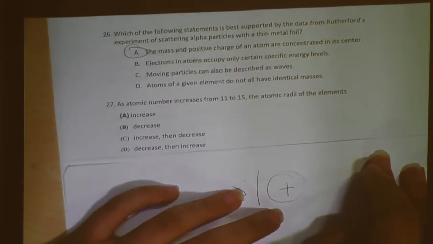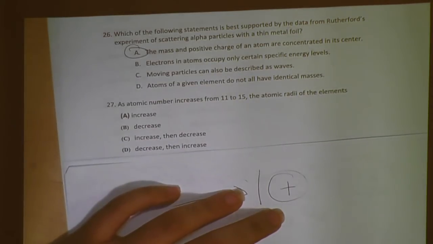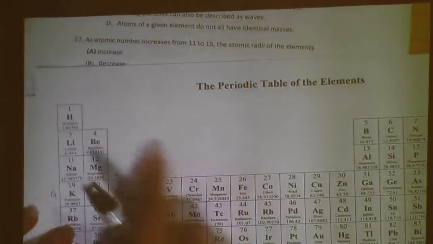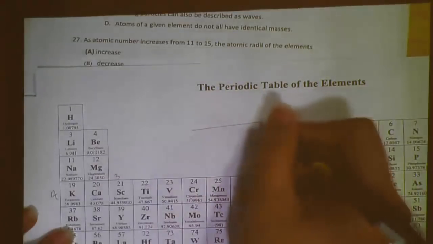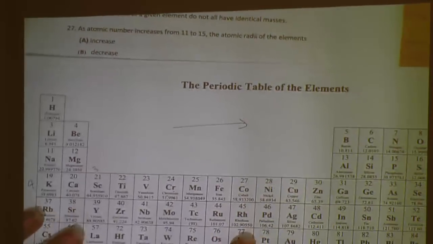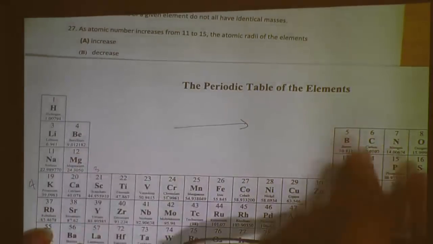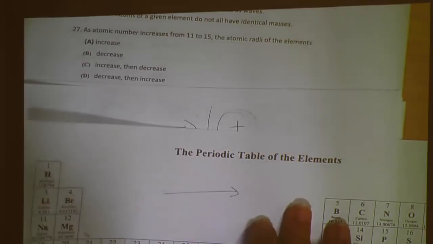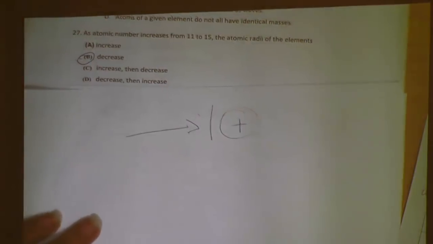27 deals with periodic table trends. It says as atomic number increases from 11 to 15. So if atomic number increases, I'm going this way. So if I'm going this way, what happens to the atomic radius? We said atomic radius this way is going to decrease. So 27 is going to be B.